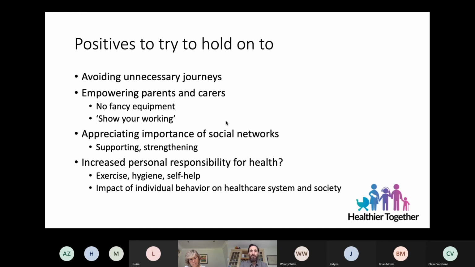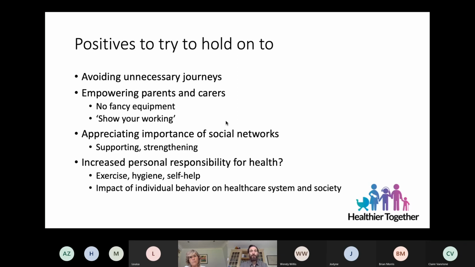I think we all appreciated, or regained our appreciation of, the importance of our social networks and the support that they provide. And obviously there was a lot of rallying in the middle of COVID, of people looking out for each other. And I think that was a real positive. It'd be nice to hold on to that.